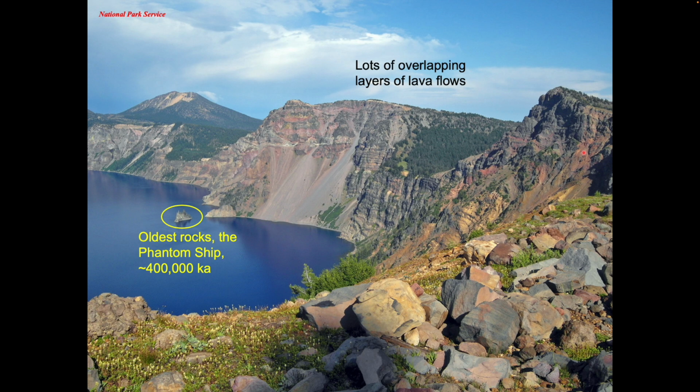Here's a larger, higher resolution image where you can see these horizontal lava flows. Most of these are andesite lava flows, or basaltic andesite. They look horizontal, but remember they are tilting away out from the volcano.